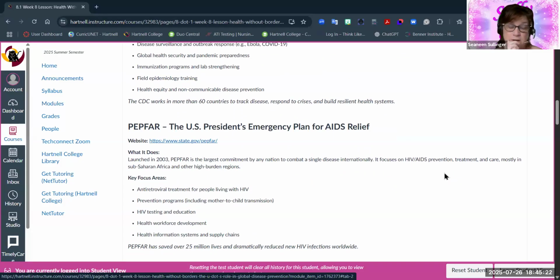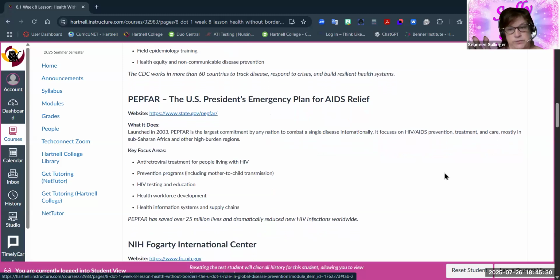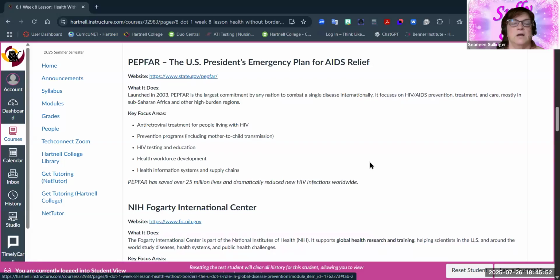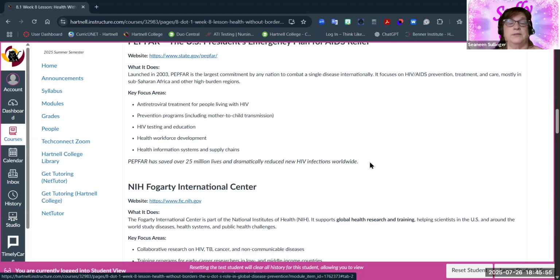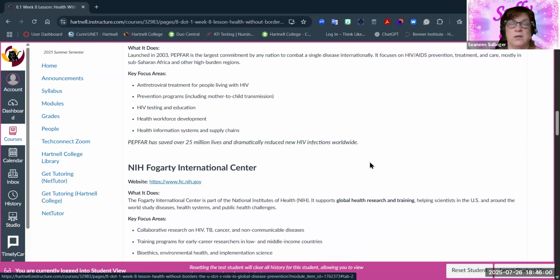So PEPFAR, I honestly wasn't that familiar with PEPFAR. It's the U.S. President's Emergency Plan for AIDS Relief. Its focus is on HIV and AIDS prevention, education, treatment, and care, mostly in sub-Saharan Africa and other high-burden regions, because those areas have little to no access to healthcare or treatments. That's why it is so important. They've apparently saved over 25 million lives, which is just amazing, and dramatically reduced new HIV infections worldwide.